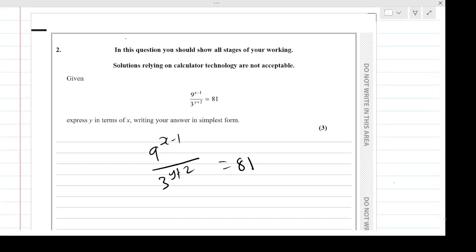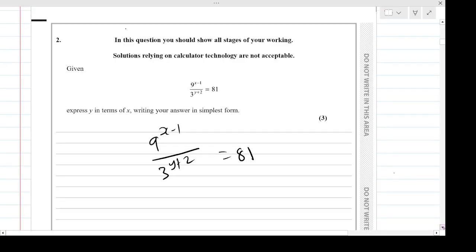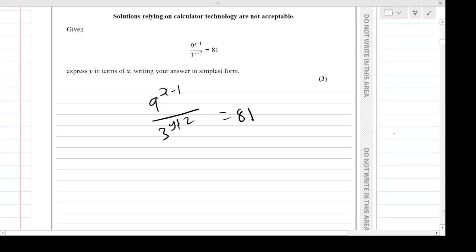And so the idea with these is to recognise that actually everything here is in terms of 3, right? Obviously I've got 3 here, but 9, I know that 9 is 3 squared. I also know that 81 is 3 to the 4, right? Because you've got 3, then 9 times 3 is 27, and then 27 times 3 is 81. So actually, now I've got everything in terms of 3, right?